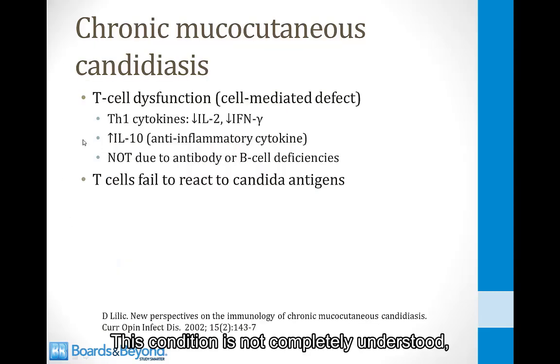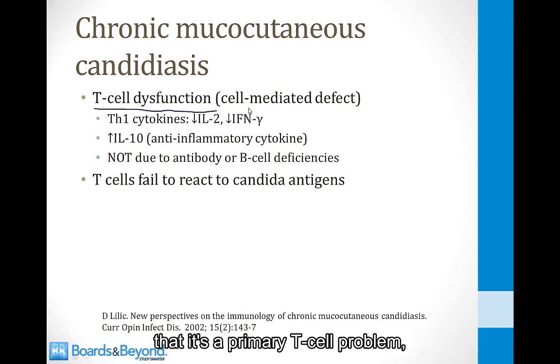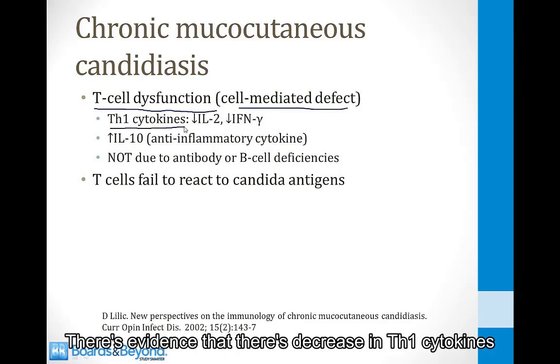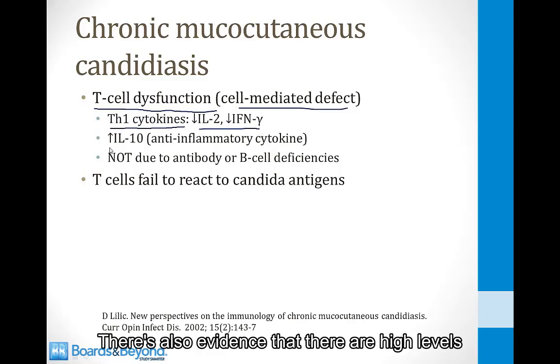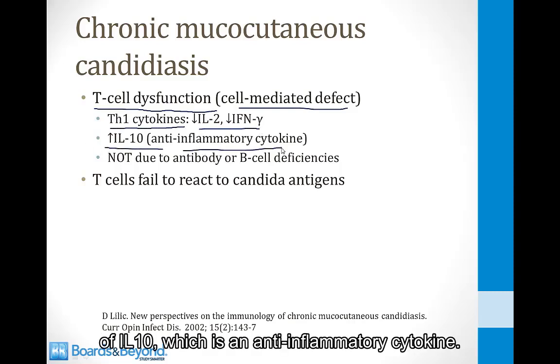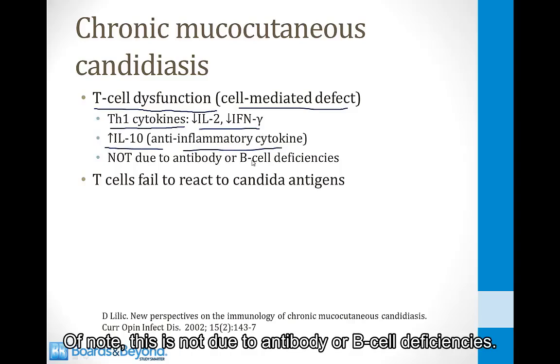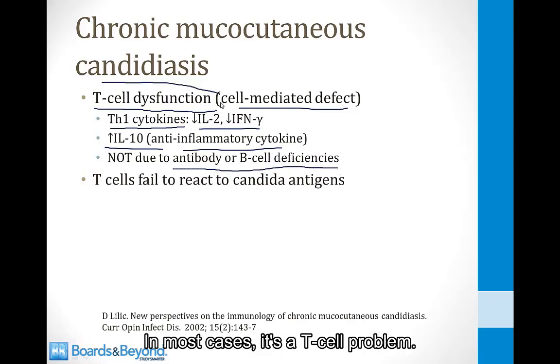This condition is not completely understood, but the best evidence suggests that it's a primary T cell problem, a cell-mediated immune defect. There's evidence that there's decrease in Th1 cytokines like IL-2 and interferon gamma. There's also evidence that there are high levels of IL-10, which is an anti-inflammatory cytokine. Of note, this is not due to antibody or B-cell deficiencies. In most cases, it's a T-cell problem.